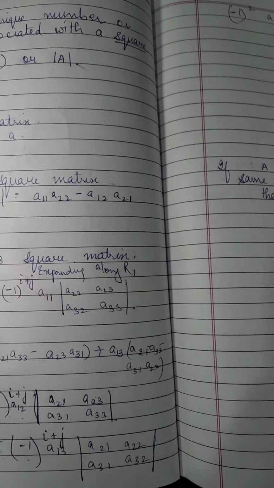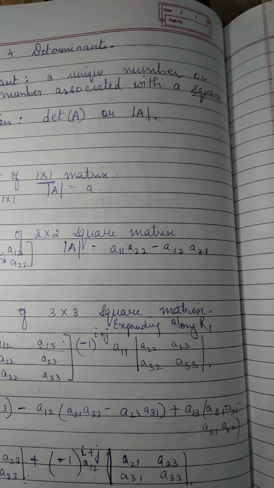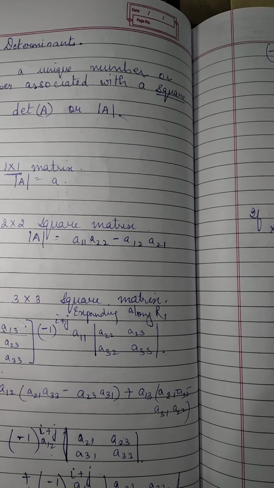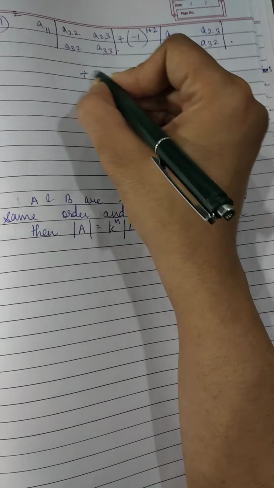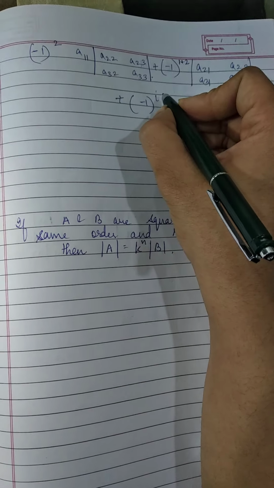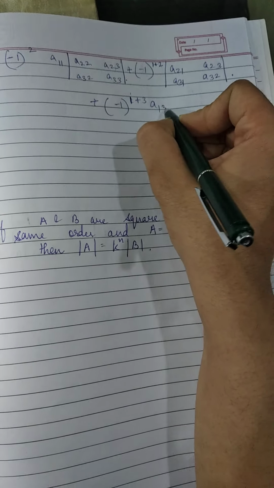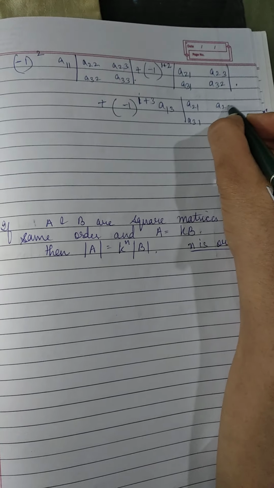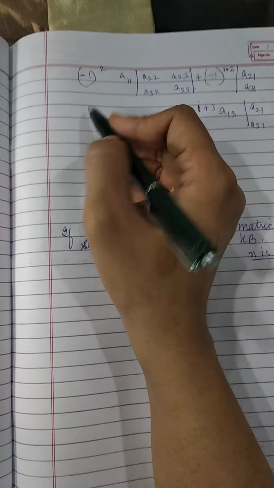Likewise, we have the second element, minus 1. Now the second element is A12, so i plus j becomes 1 plus 2. So here we have A21, A23, A31 and A33. Likewise, the third element, minus 1 to the power i plus j. Now it's 1 plus 3. So we have 1 plus 3, A13, A21, A31, A22, A32. Right? So if we solve this, see, minus 1 squared is positive.